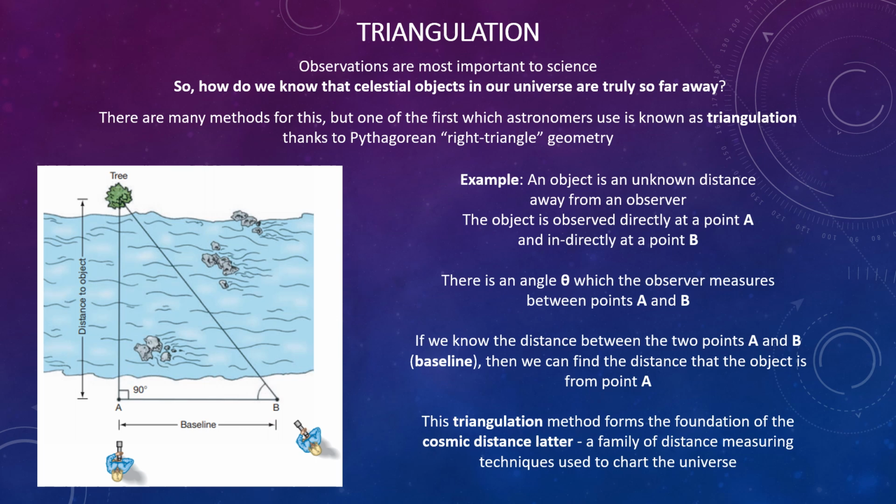That is the family of distance measuring techniques that are used to chart the distances to things in the universe. There are a lot of different techniques that are good for different distances. So some are better for closer things and are then able to be connected to other methods that are better for things further away. And so each one of these techniques is a different rung in the cosmic distance ladder.